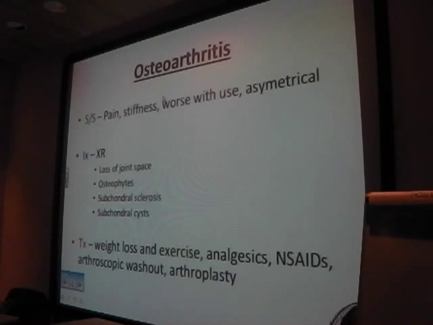Simple analgesics, paracetamol, NSAIDs, and then arthroscopic washout, which has been shown to be effective. No one really knows why, because it doesn't do much other than change some of the synovial fluid within the joint, and then later on arthroplasty as required.